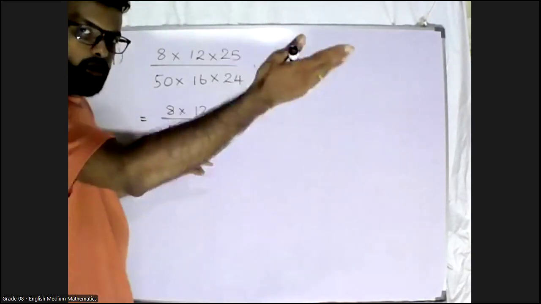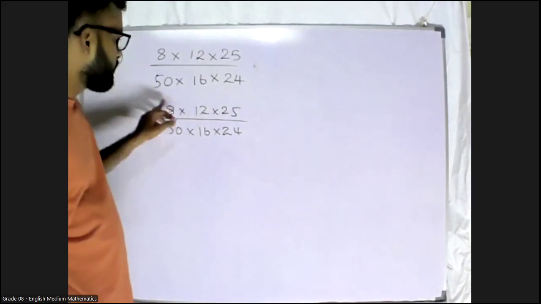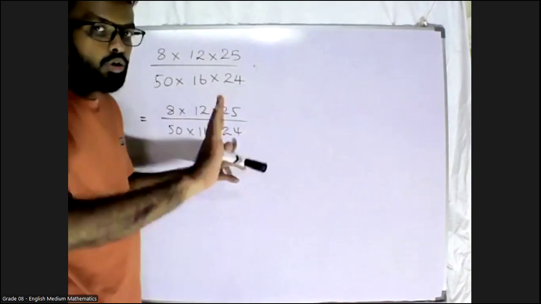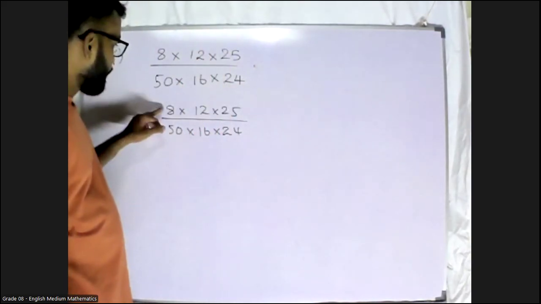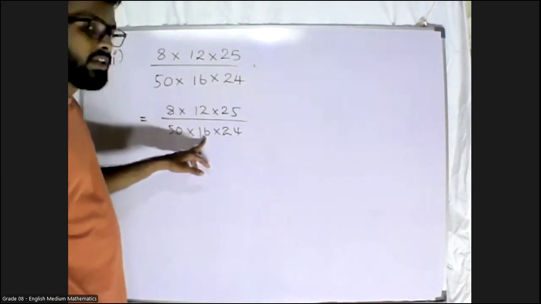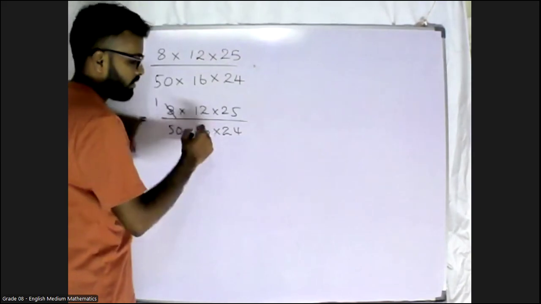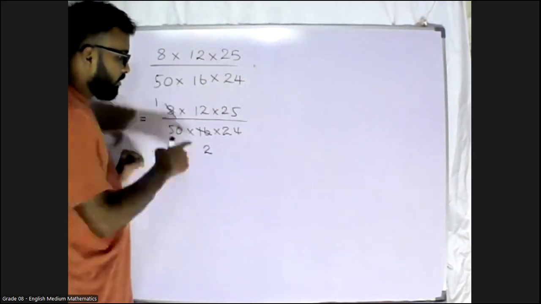And other than that, 24. Yes. 8 times 1, 8 times 3, right? Both are possible now. So I will simplify with the 16. 8 times 1, 8 times 2. Right? Now here you have 12.